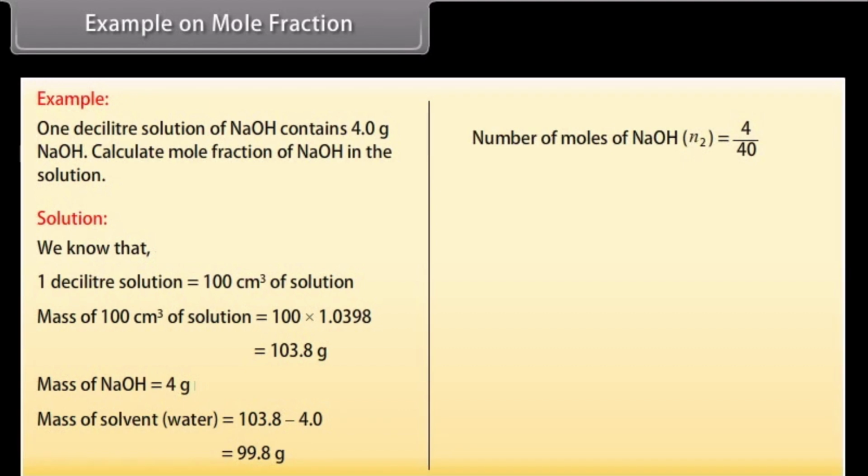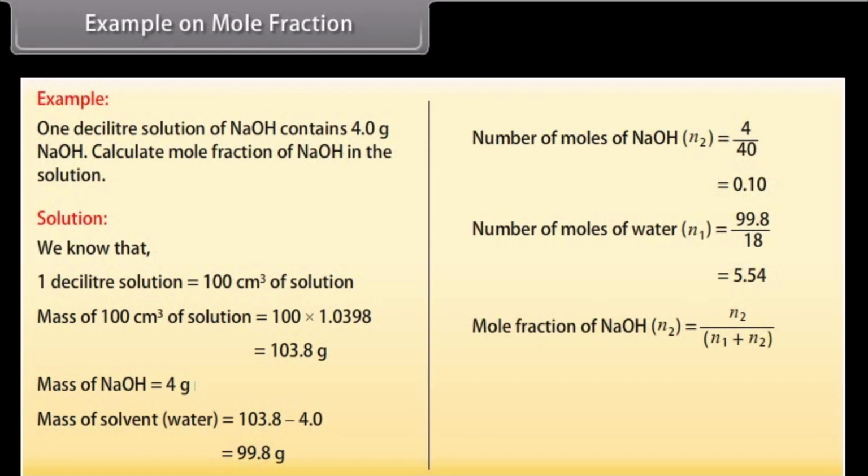Number of moles of NaOH, N2, is equal to 4 upon 40, which is 0.10. Number of moles of water, N1, is equal to 99.8 divided by 18, which is equal to 5.54. Mole fraction of NaOH, X2, is equal to N2 upon N1 plus N2 whole, which is equal to 0.018. Hence, mole fraction of NaOH in the solution is 0.018.